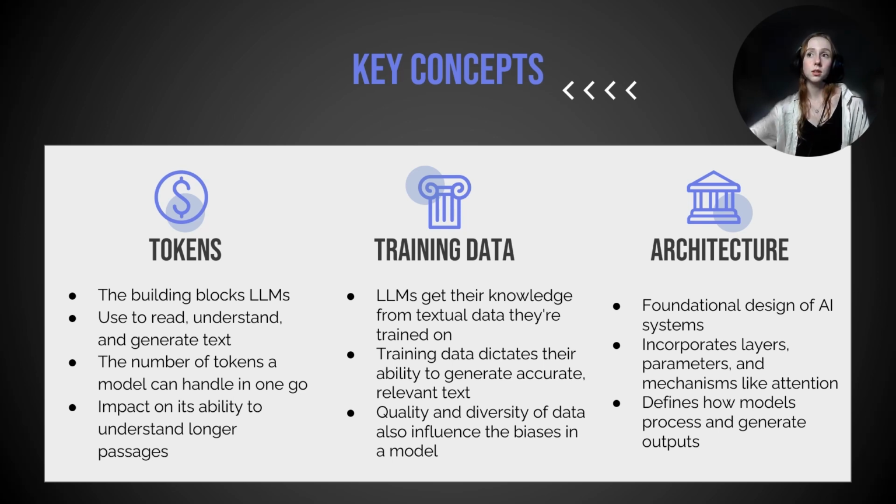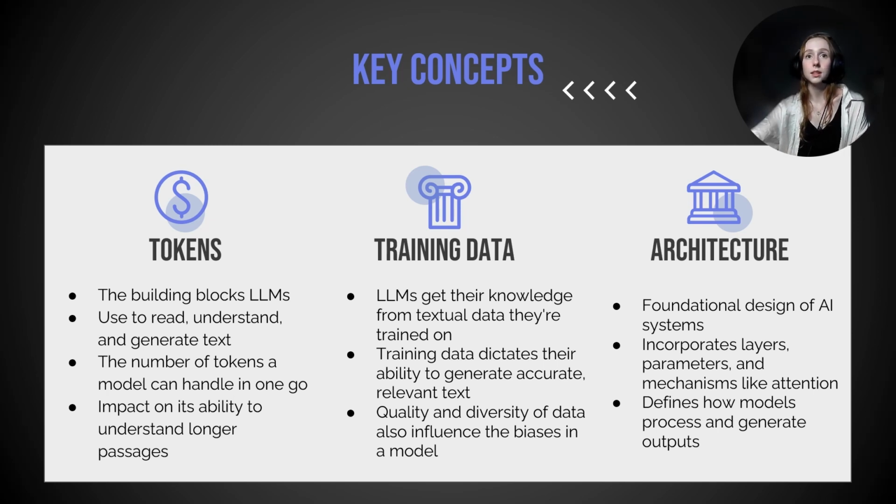And the number of tokens a model can handle in one go, or its context window, can impact its ability to understand longer passages. And then for the training data, for the definition, we can say that it's the vast amounts of textual data on which LLMs are trained. The significance lies in the foundation of knowledge. LLMs derive their knowledge from the data they've trained on. The diversity and quality of this data can determine the model's ability to understand and generate accurate and contextually relevant text. This also goes into bias and fairness. Training data also influences the bias in a model.